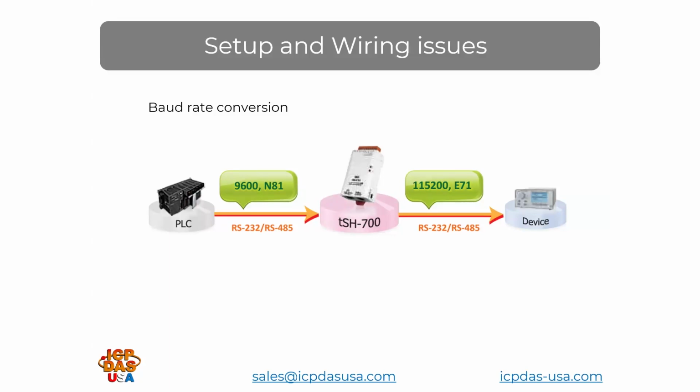A built-in buffer helps to adjust for the baud rate and parity option change.